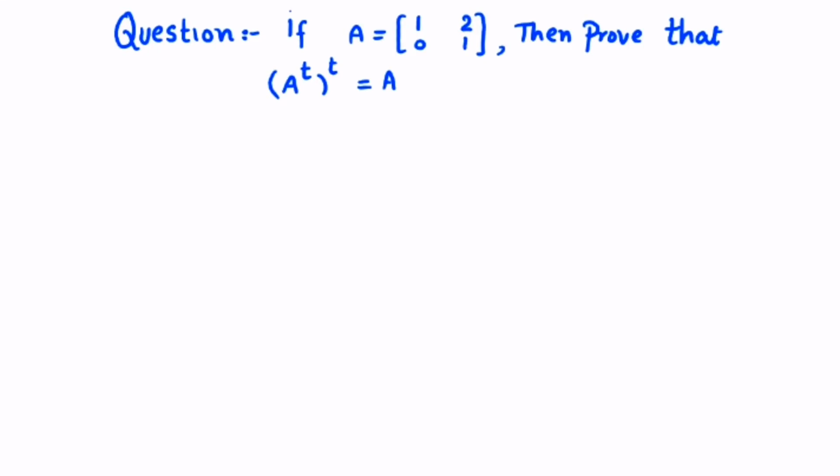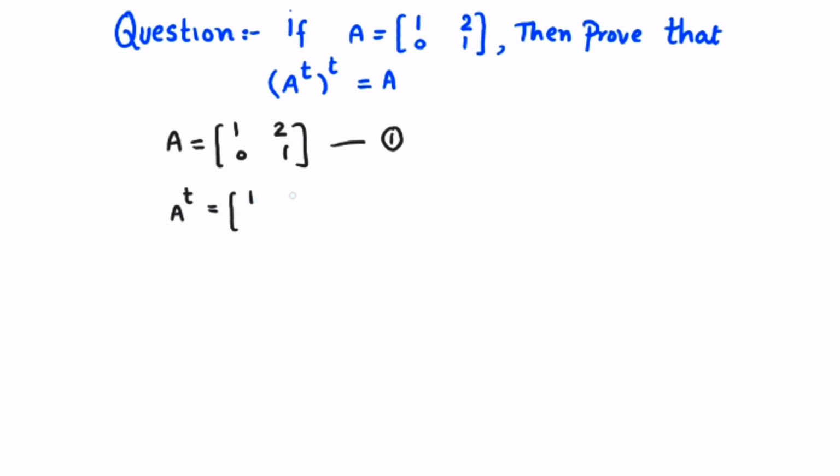And another important question: if the value of A is the matrix [1 2; 0 1], then prove that (A transpose) whole transpose is equal to A. Dear students, we know that the value of A is [1 2; 0 1]. We name it equation 1. Now we take transpose on both sides.